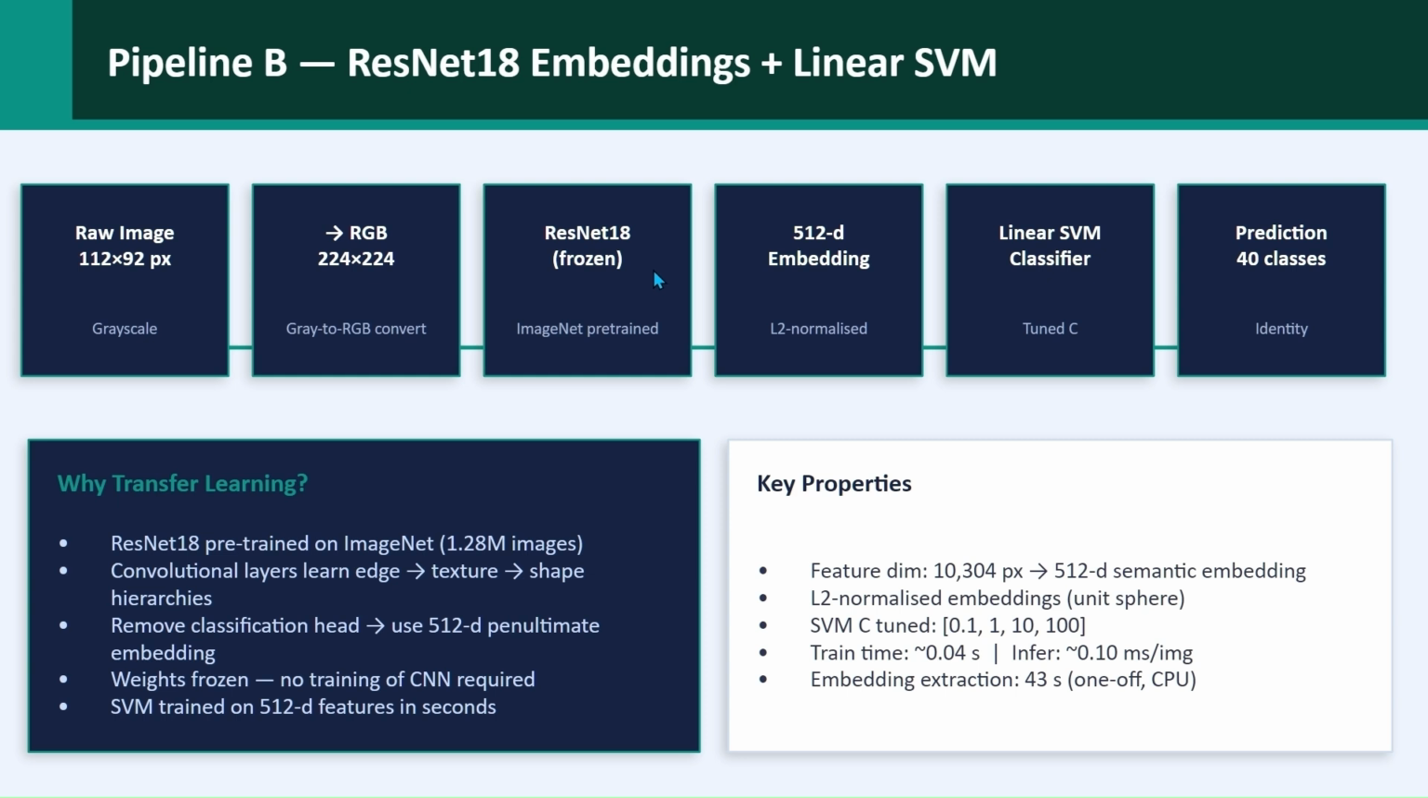ResNet 18 builds up its understanding layer by layer. Edges first, then the facial features, then identity. We tap into that just before the final output and take the 512 number summary it produces, normalizing it. It just means every face gets scaled to the same size, so comparison is fair. And those 512 numbers are then handed to Linear SVM, which classifies the identity in under a tenth of a second.